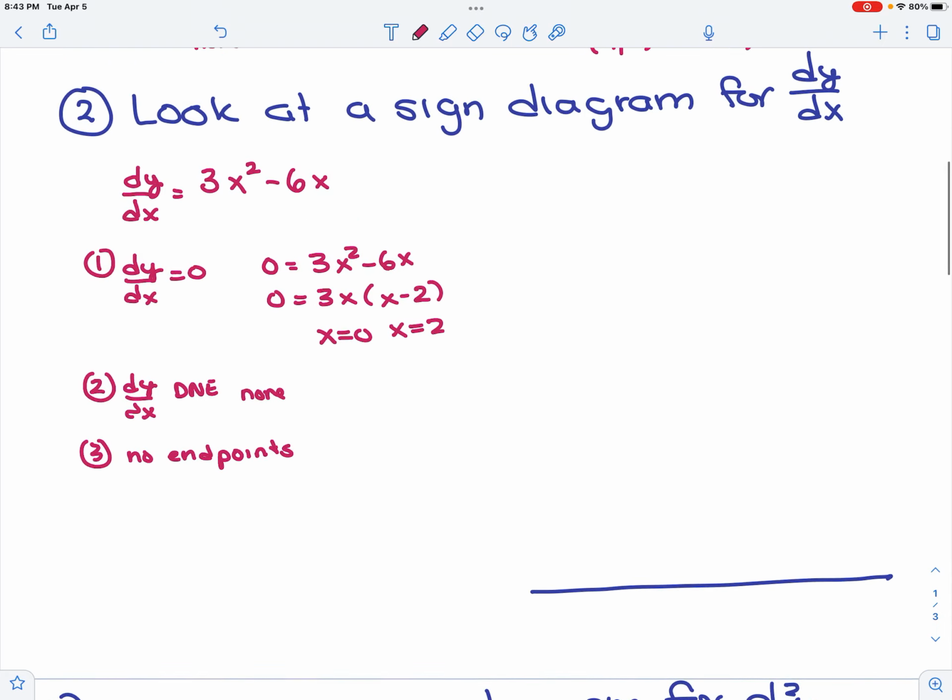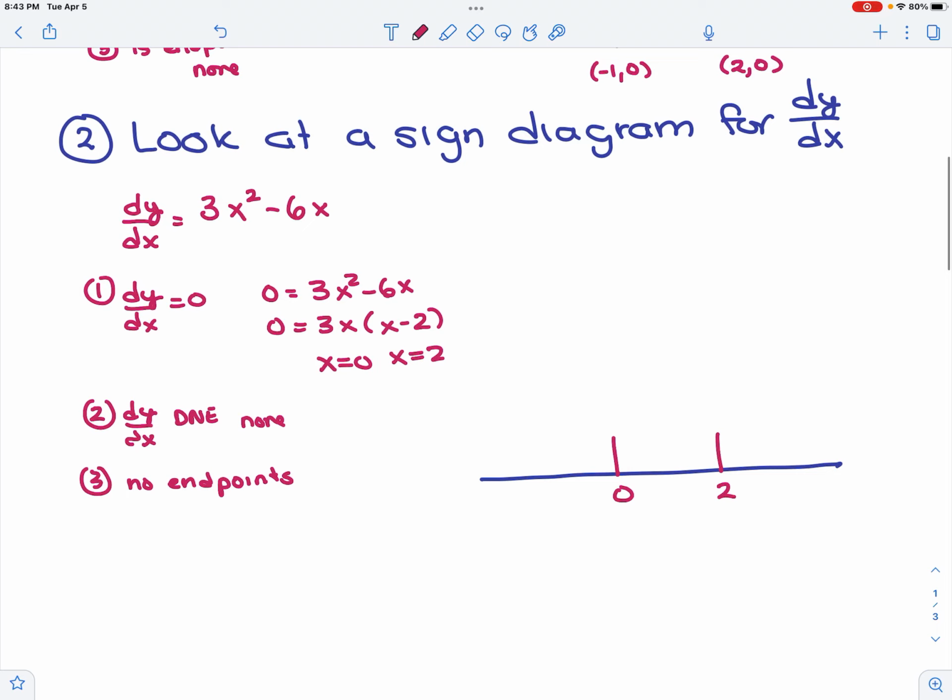Okay. And now I'm ready to put this on my sign diagram. I'll just move it up. So again, these go in as straight lines. And then I test values. And again, this is a sign diagram for dy dx. So I'm testing values in here. So I might test 1, which would be 3 minus 6, which would be negative. And then I can look at the factors, which were both there one time, so the signs will switch.